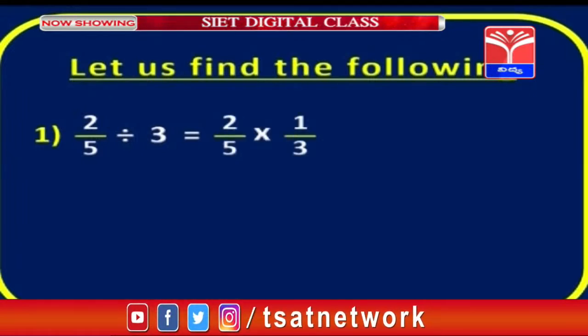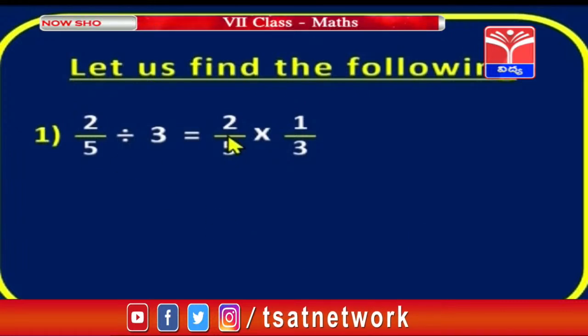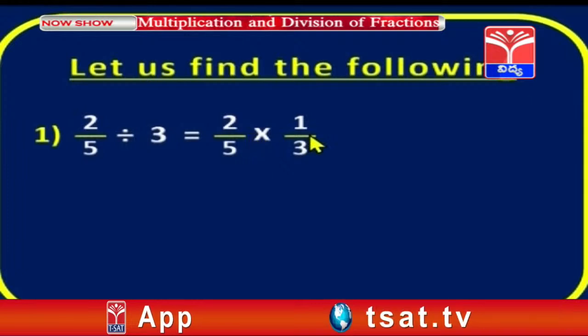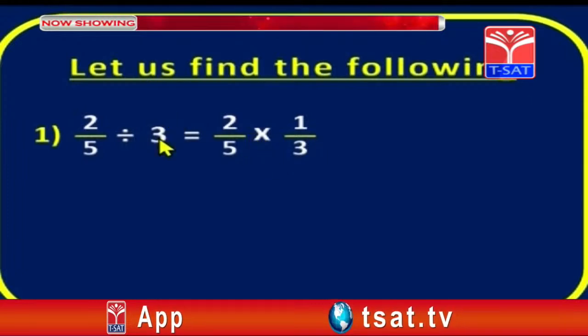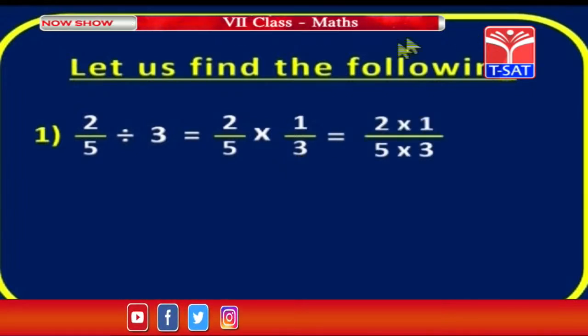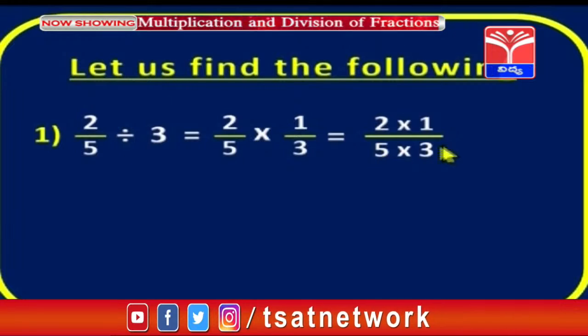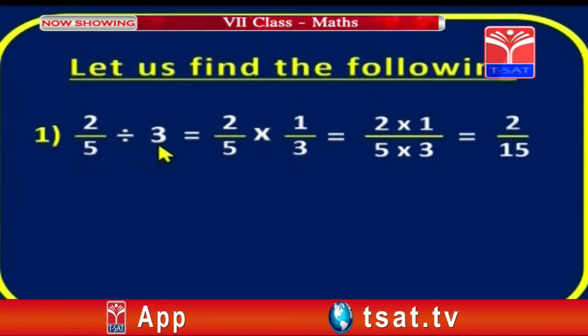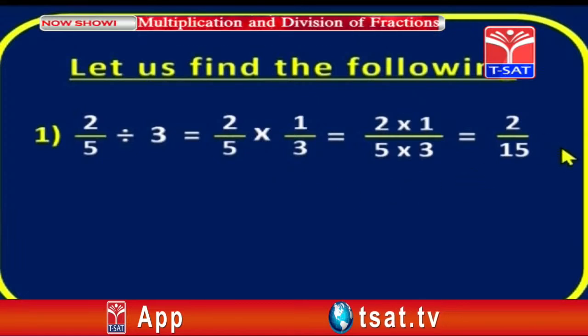Okay children, what I am doing here: first fraction as it is, this is the division by 3, so multiplication with its reciprocal. So what is the reciprocal of 3? It is 1 by 3. So again, product of numerators by product of denominators. So 2 into 1 by 5 into 3, which is equal to 2 by 15. So 2 by 5 divided by 3 is equal to 2 by 15.